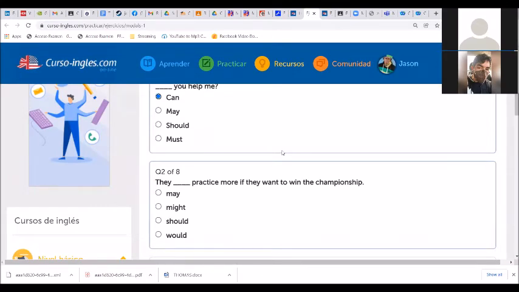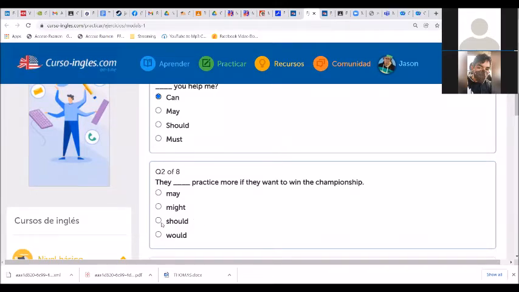They will practice more. No, wait. I'm confused. All right. Do you know how to say this in Spanish? Ellos practican más si ellos quieren ganar. Ellos deberían practicar. Okay. They may practice more if they want to win the championship. May, posiblemente, o posible, o es posible que, might. They should, ahí está. Practice more. Sorry, teacher.